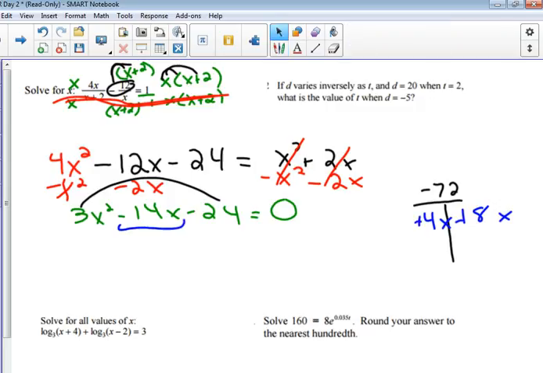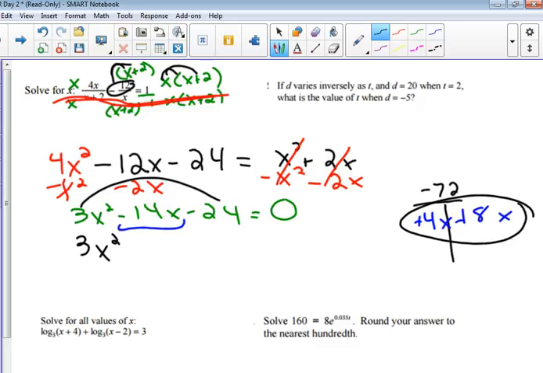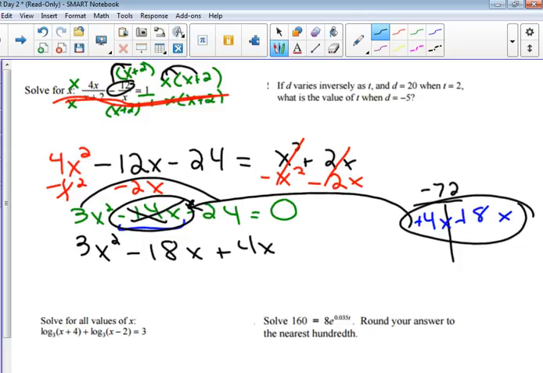Super. Okay, so let's rewrite this. 3x squared. Which one's got more in common with these 3? 18, yeah. So I would do a minus 18x, then the plus 4x, just so it's easier for you to factor. So you're taking the middle out and putting these two things in its spot. Right? And then we have a minus 24.